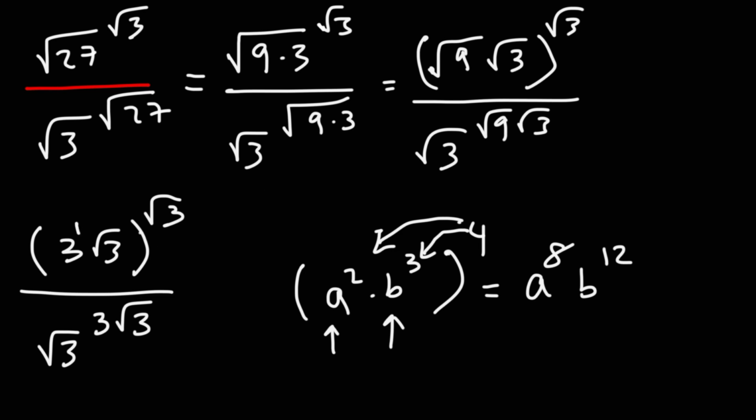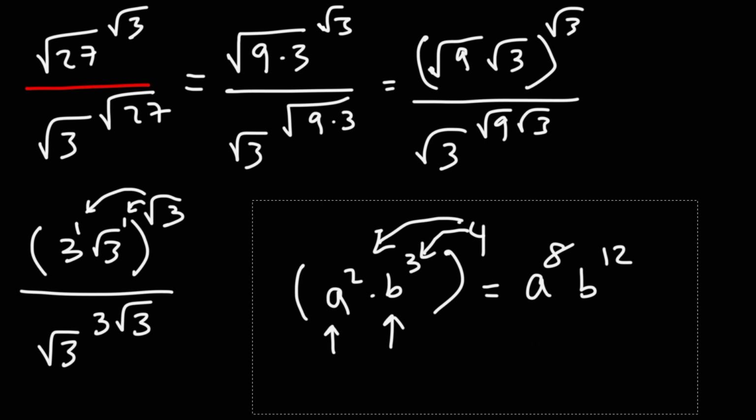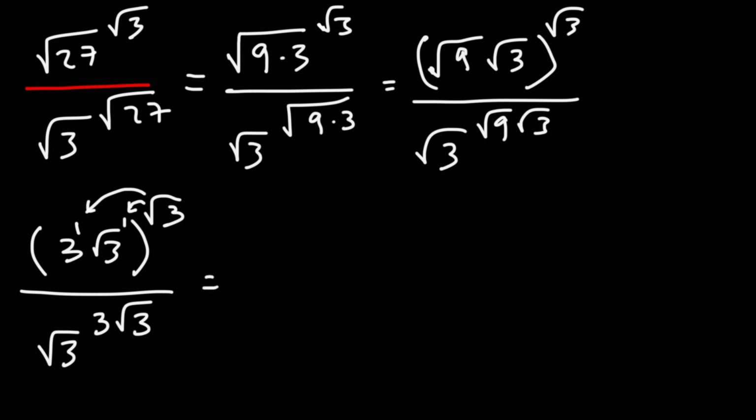So here we have an exponent, and we could multiply the square root of 3 to each exponent that we have there. So we have 3 to the square root 3 times square root 3 to the square root 3.